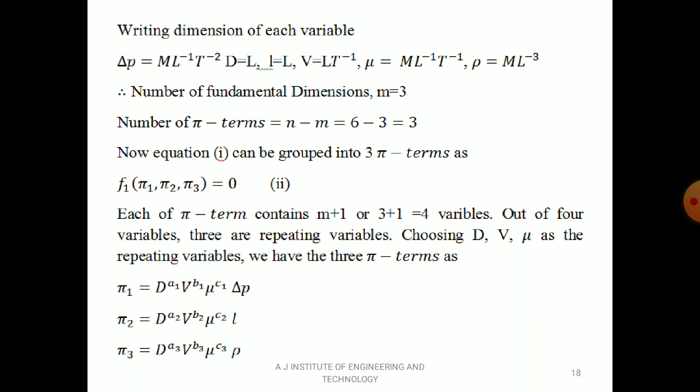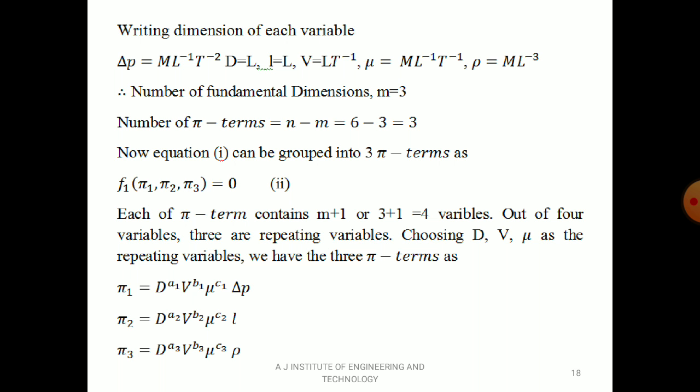Next, writing the dimension of each variable. For delta P, as I already explained, the unit is Newton per meter square. So the dimension becomes M L to the power minus 1, T to the power minus 2. For diameter it is L, length it is L, V for velocity L T to the power minus 1, mu it is M L to the power minus 1 T to the power minus 1, rho it is M L to the power minus 3. Therefore the number of fundamental dimensions m equals 3. So the number of pi terms n minus m equals 6 minus 3, that is equal to 3.